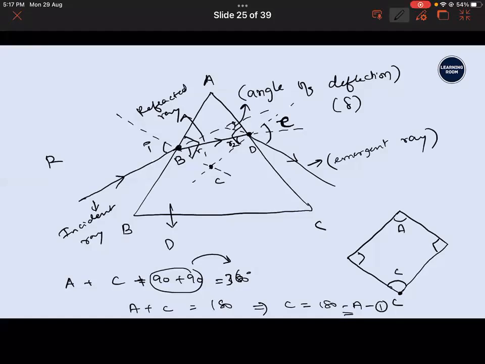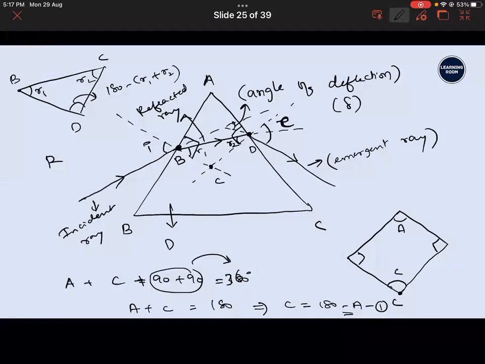Similarly, if I take the triangle BCD, this angle is R1, here it is R2, then how much will this angle BDC be? 180 minus of R1 plus R2. But the same angle C is also 180 minus A. So when you equate both, what are you going to get? Solve it, and you get A is equal to R1 plus R2.